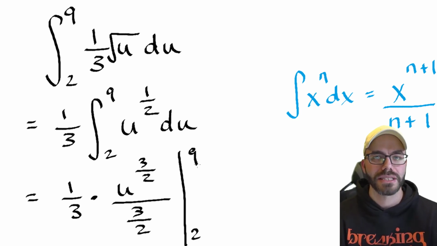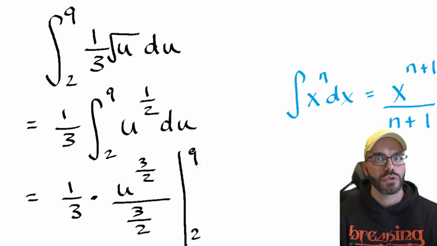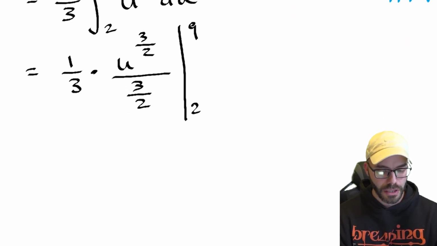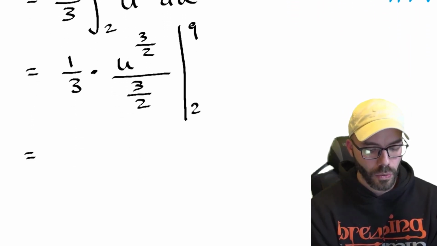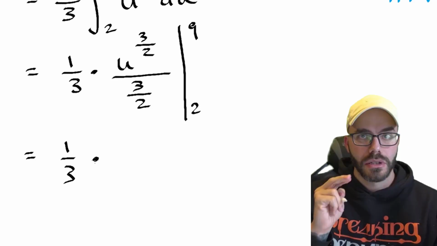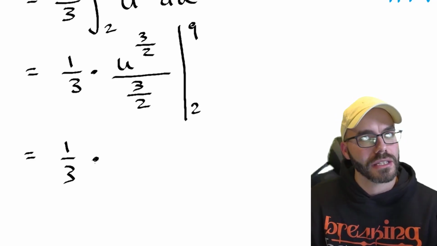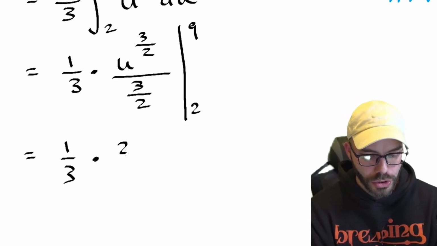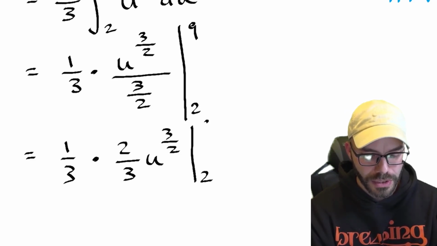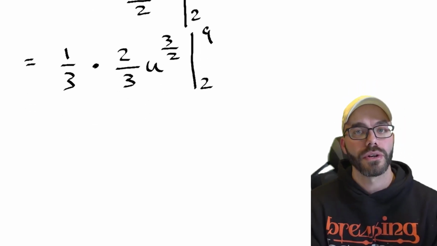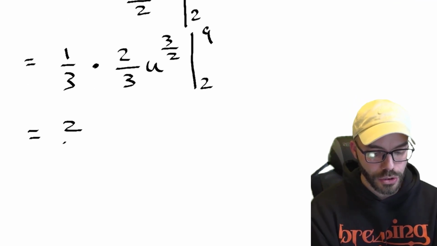It still looks a little messy. Remember, when you divide by a fraction, you multiply by the reciprocal. So let's scroll down. I can take this and say 1/3 times, take that denominator 3/2 and flip it, right? If I divide by 3/2, that's the same thing as multiplying by 2/3. So 2/3 u to the 3/2 from 2 to 9. Let's scroll down again. 1/3 times 2/3 is 2 over 9 u to the 3/2.